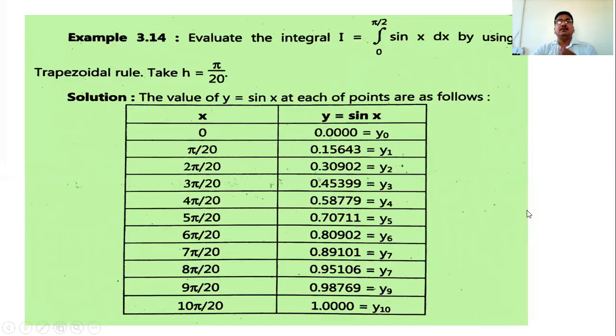Similar problem: evaluate the integration from 0 to pi by 2 of sin x dx using the trapezoidal rule, and take h equal to pi by 20.